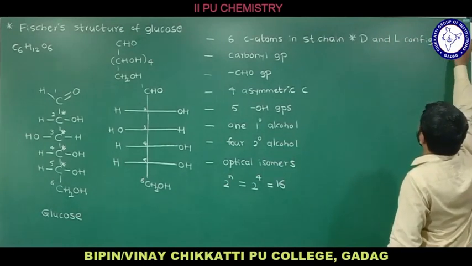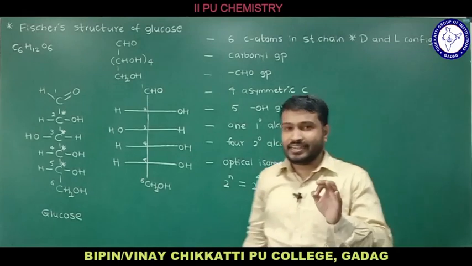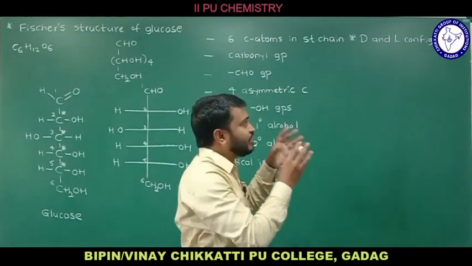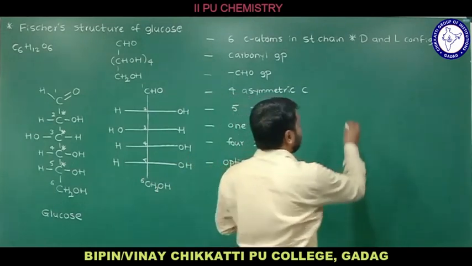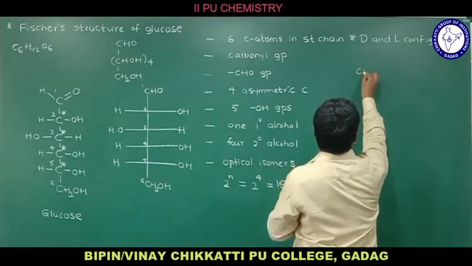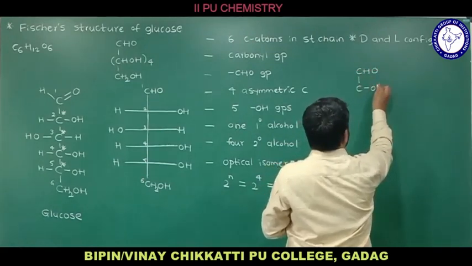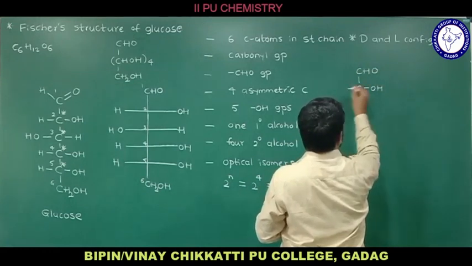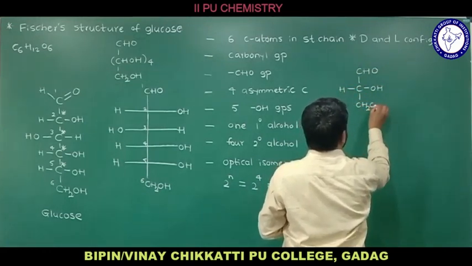D and L configuration. So we'll see now what actually D configuration and L configuration are. I am going to consider one very simple example. Let me draw the structure of the example I am going to consider: CHO at the top, in the middle C with OH on the right side and H on the left side, and at the bottom CH2OH.